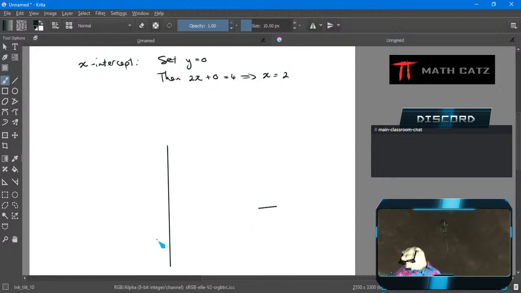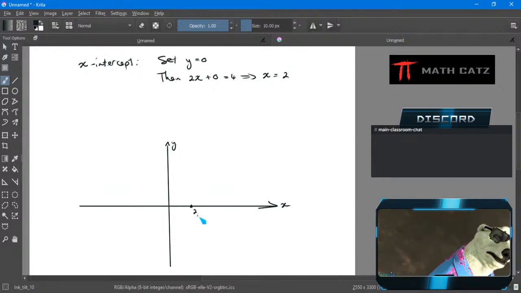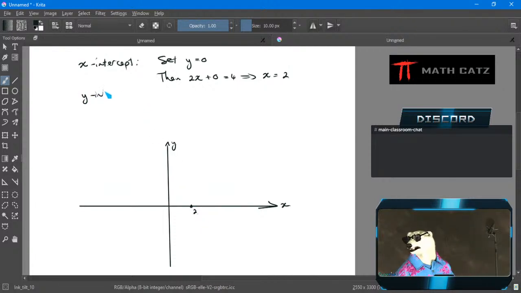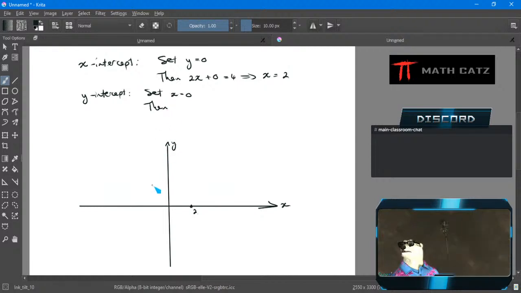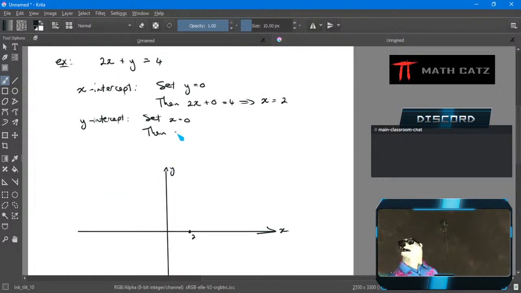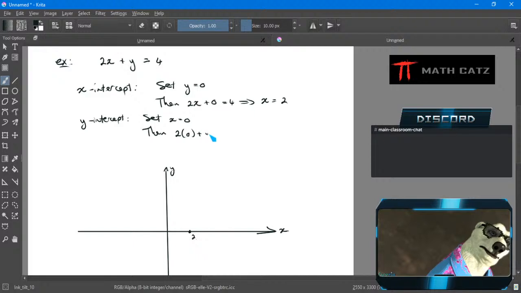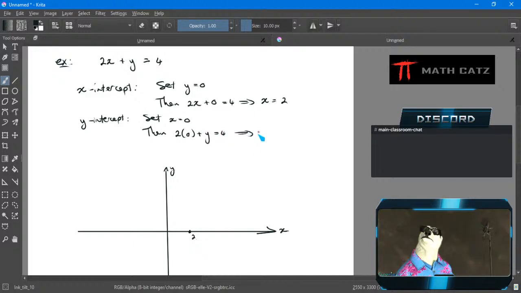That is not a line. There we go. Big arrow. X and y. So my x-intercept is 2. Let's put 2 over there for no reason whatsoever. Then I also want my y-intercept. That's where I set x equal to 0. And in that case, I have 2 times 0 plus y equal to 4. So y is equal to 4, and I have my y-intercept, let's say, over there.